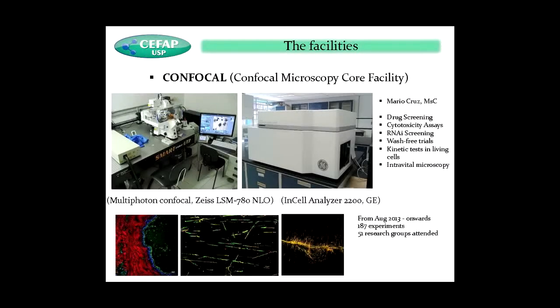The second facility that we have is Confocal, our microscopy core facility. We have a multiphoton confocal microscope with which we can image live cells, even live animals. The laser can go deeper into a tissue, so you can see the movement of the cells and everything. We also have a high-throughput content microscope for in-cell analysis. This facility is run by Mario. This is a high-demand core facility. We are booked every single day since the beginning. We stopped only while the equipment was broken, but we have run almost 200 experiments with this facility.